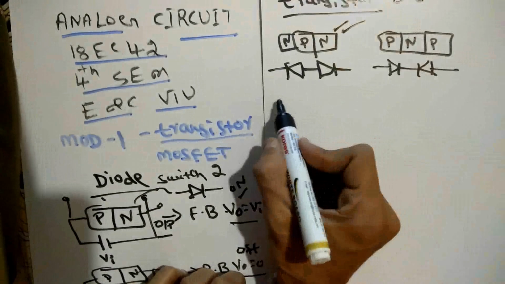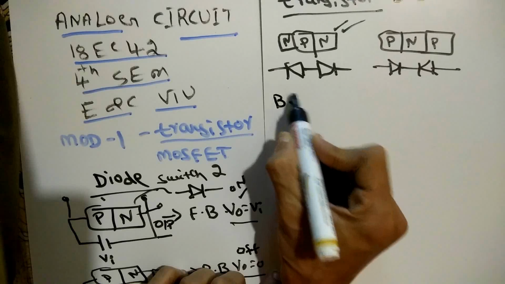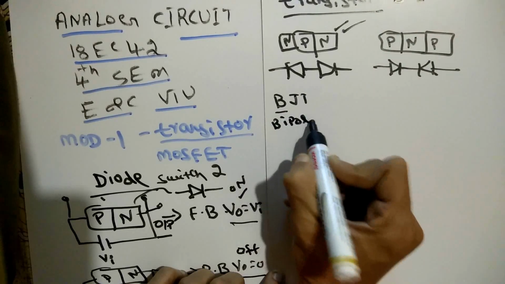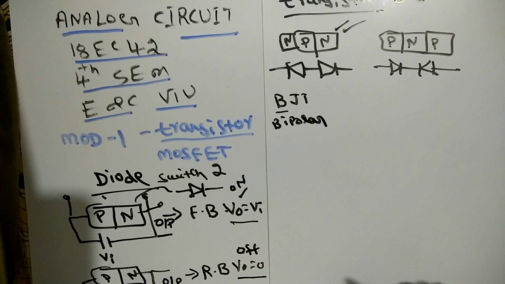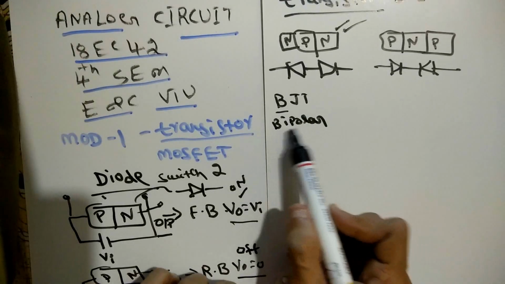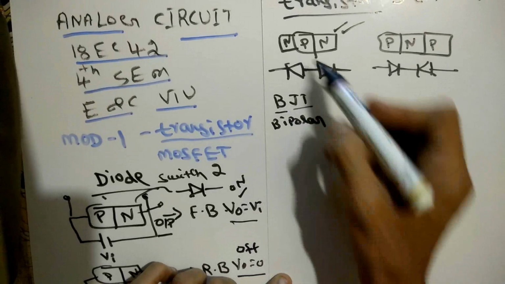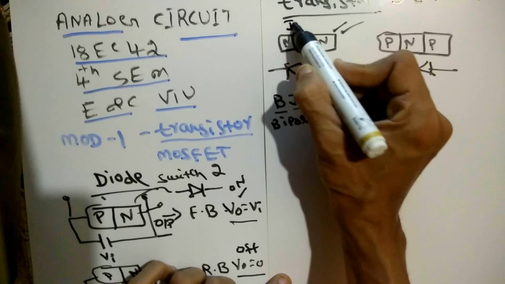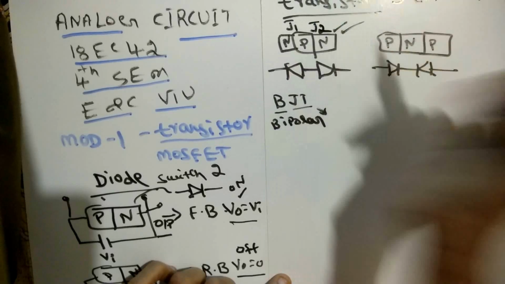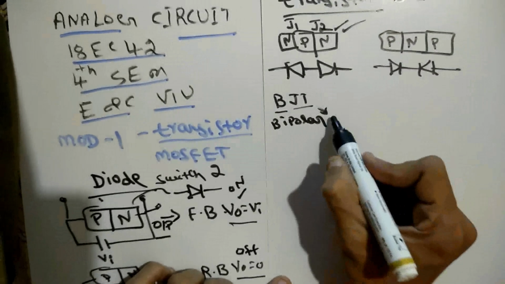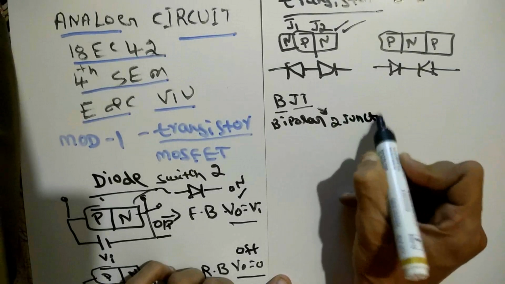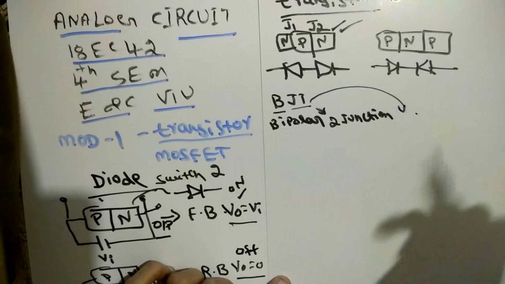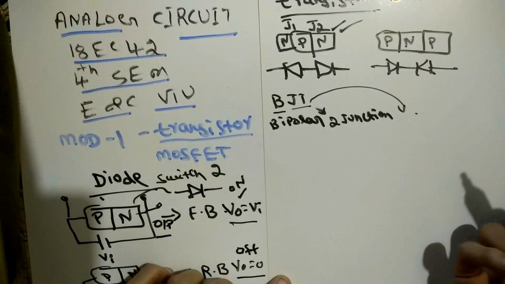So what is the transistor actually called? It is called BJT. What does B mean? It is called bipolar, because both electrons and holes are used here. And it is called junction because it has 2 junctions. Here the NP we call one junction, J1, and here we call another junction, J2. So it has 2 junctions, and that is why it is called bipolar junction. The T is nothing but transistor. Later we will discuss why it is called a transistor.